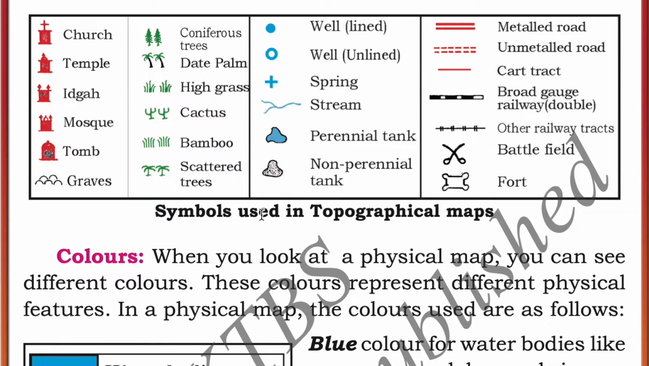Here we have the symbols used in topographical maps. We have the different religious places or places of worship over here. We have different symbols for different kinds of vegetation, that is trees, palm, high grass, etc. We have different kinds of roads, wells. We also have some special symbols for heritage places like forts or battlefields.